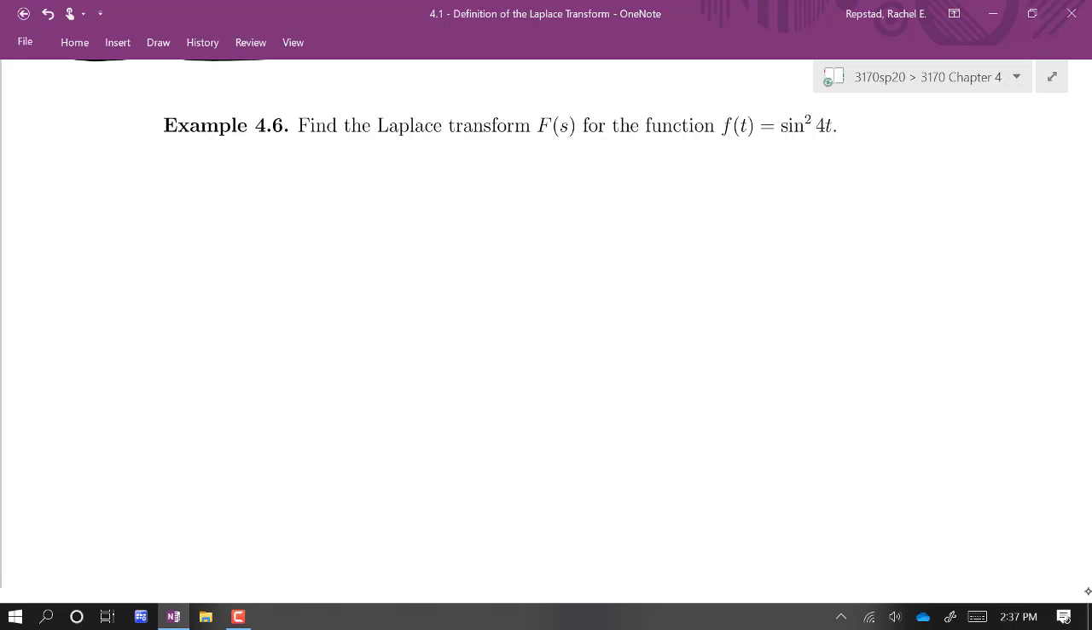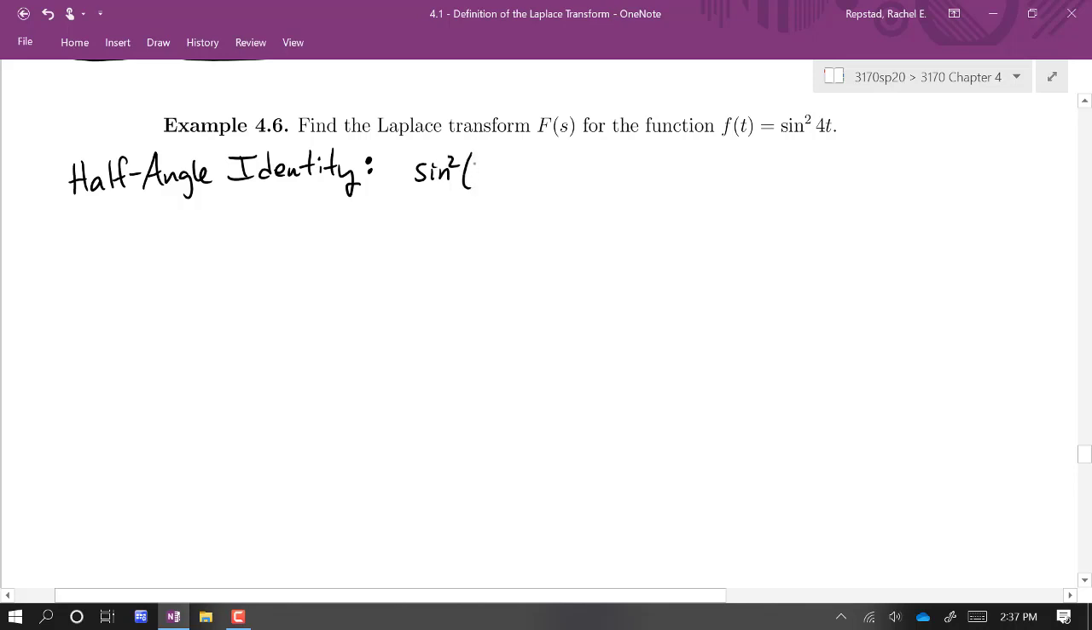So we're going to do the same thing here, and we're going to use the half-angle identity for sine. And if we use the half-angle identity, we find that sine squared of 4t is equal to 1 minus cosine of 8t all over 2. Notice, here's what I like about this. There's no square right there. That's just plain old cosine.